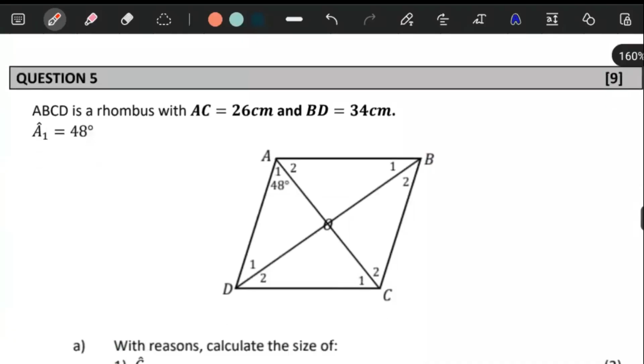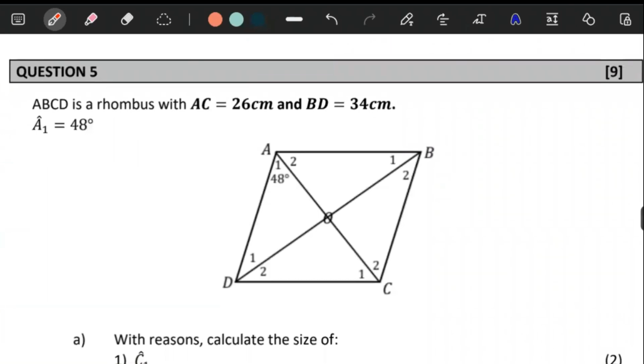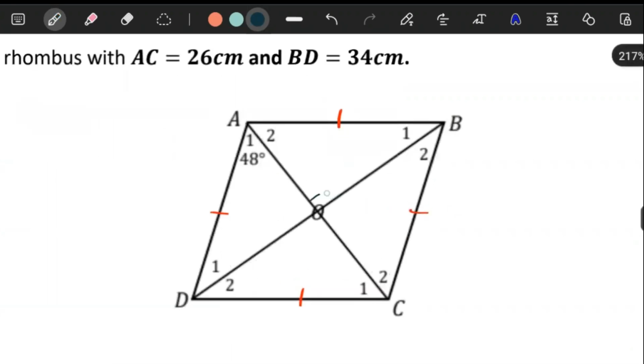Question number 5 says ABCD is a rhombus. There's AC here that is equal to 26, and BD that is equal to 34. Remember, if it's a rhombus, don't forget that everything here is equal. And don't forget the properties of a rhombus: this is a 90-degree angle. Also, you have alternating angles here because you have parallel lines here.